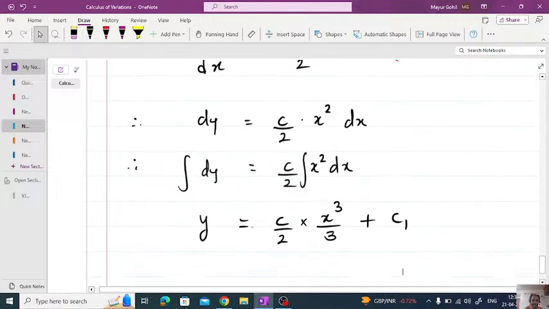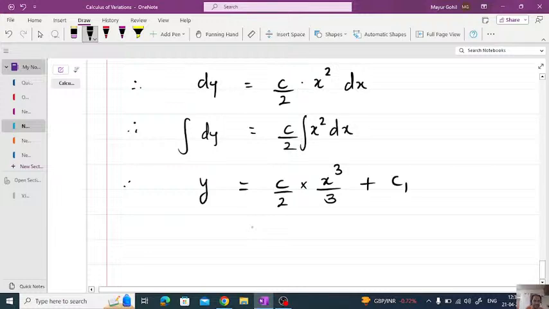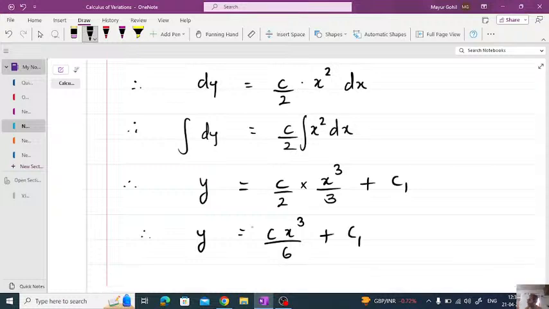So your final answer is y equals cx cube upon 6 plus c1. This is your answer. So this answer that you wanted to find is going to be your extremal. So this is the required answer. Okay. So this is what is there in your part to be done.